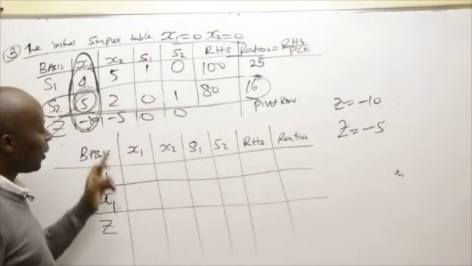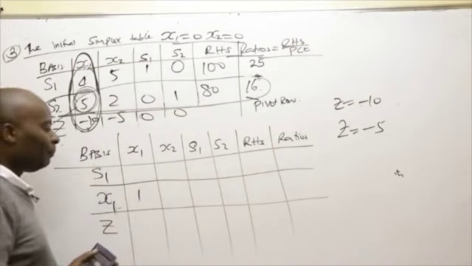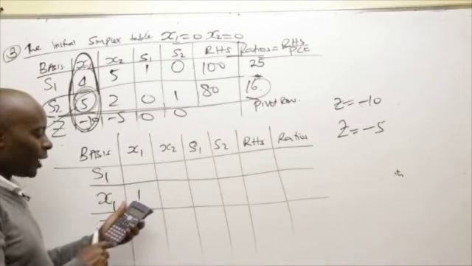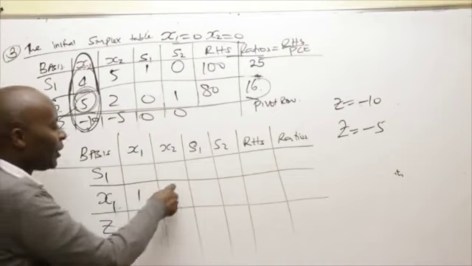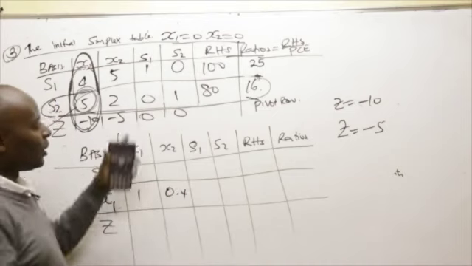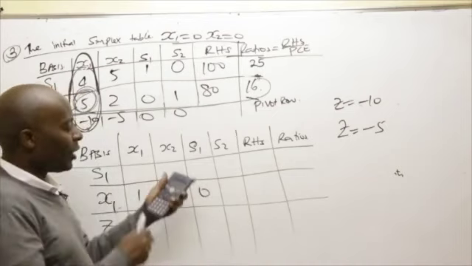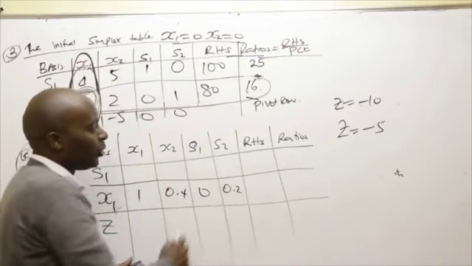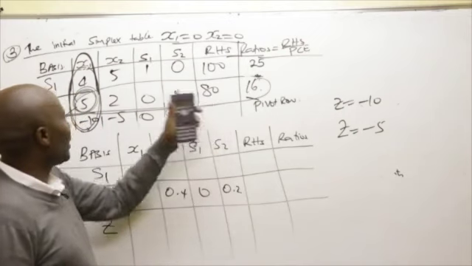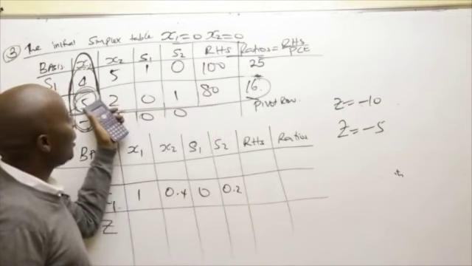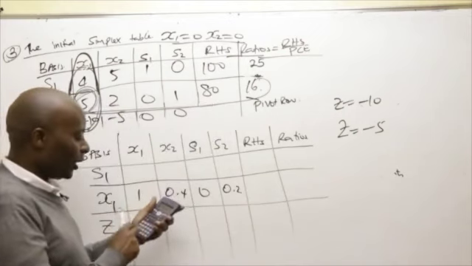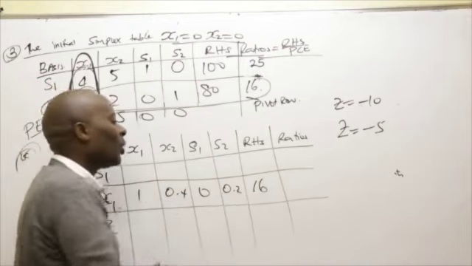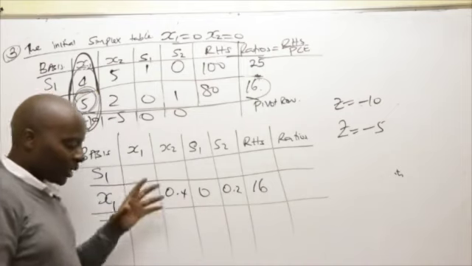So we have 5 divided by 5, giving me 1. Then we have 2 divided by 5, I'm going to divide all elements by 5. Here I'm getting 0.4. This will be 0. This will be 1 divided by 5. Maybe you know the answer easily, or just divide using a calculator: 0.2. And then we have 80 divided by 5, giving me what figure? 16.